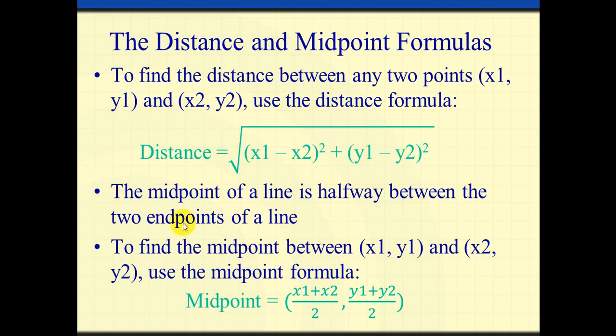The midpoint of a line is halfway between the two ends of a line. To find the midpoint between any 2 points like x1, y1 and x2, y2, we use the midpoint formula. The midpoint formula equals the average between the x's and the average between the y's. The average between the x's is x1 plus x2 over 2. The average between the y's is y1 plus y2 over 2.